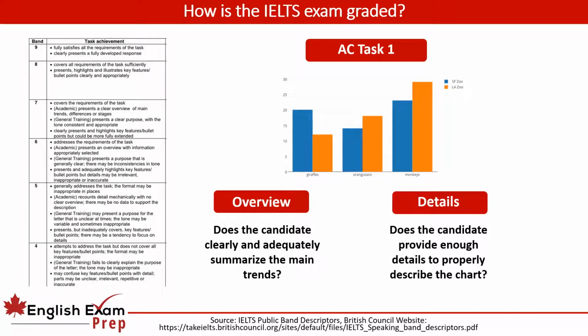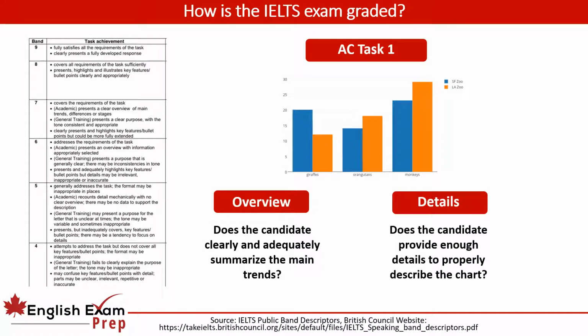Now, there are two big important elements we need in order to get that high score in task achievement for academic task 1. One is the overview. Something we're going to really talk about is the difference between an overview and an introduction. For the overview, the examiner is basically asking: does the candidate clearly and adequately summarize the main trends? Depending on how well you do that, it really affects your task achievement score. So let's take a look over here.